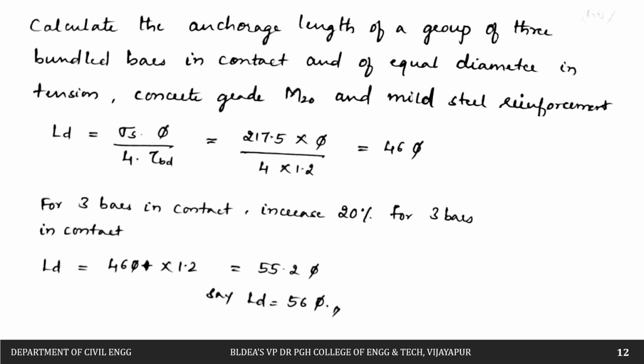Then next we will take another example of bundled bars. Calculate the anchorage length of a group of 3 bundled bars. We have 3 bundled bars in contact and of equal diameters in tension. Concrete grade is M20 and we are using mild steel reinforcement.